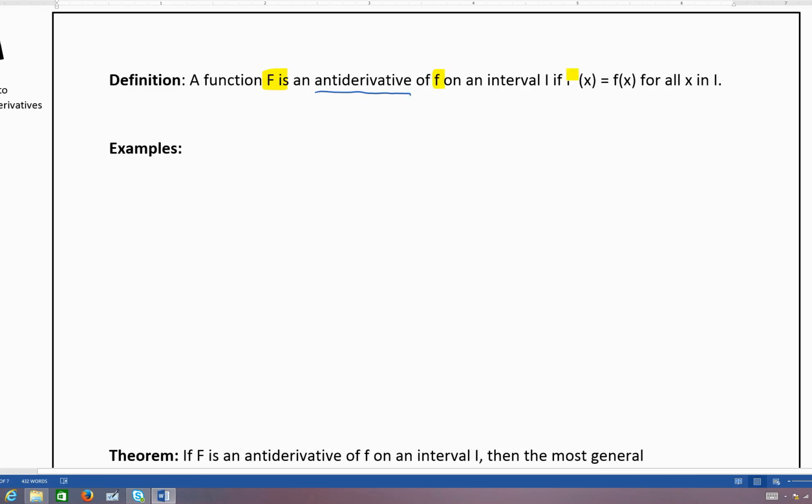And here's the important part. If the derivative of big F is equal to little f for all x in that interval. Okay, so let's give some examples. If we have the function f of x equals x squared, then big F needs to be something so that if we take the derivative, we get x squared.